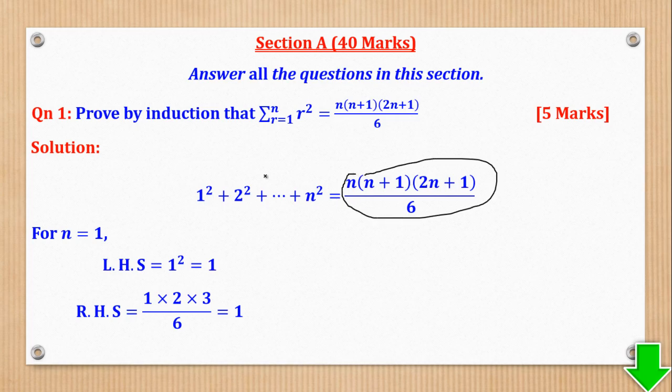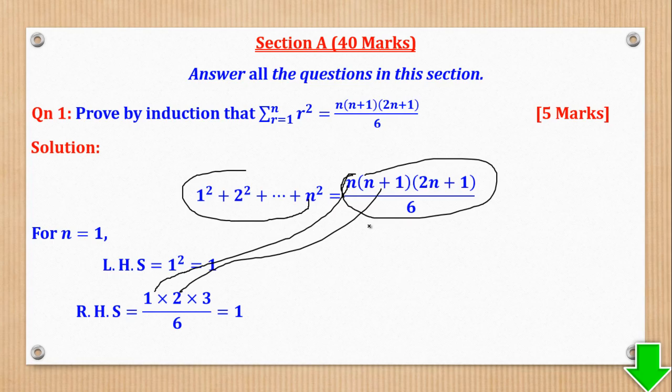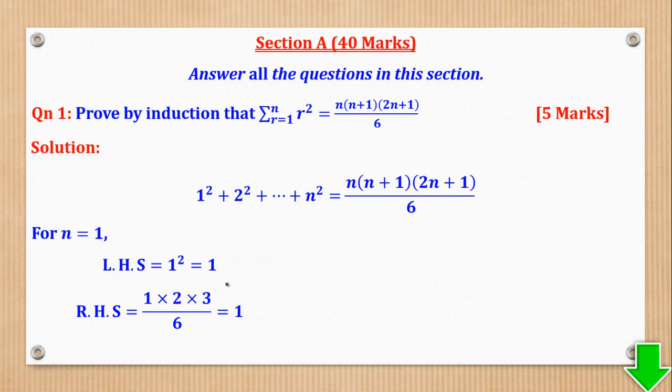I want you to remember that. Left hand side, n means number of terms. Right hand side, n means substitution. So where there is n, put there 1. Put there 1 to get this 2. Put there 1 to get this 3. So do you realize that the right hand side is equal to the left hand side? Then we can say that it is true for n equal to 1.